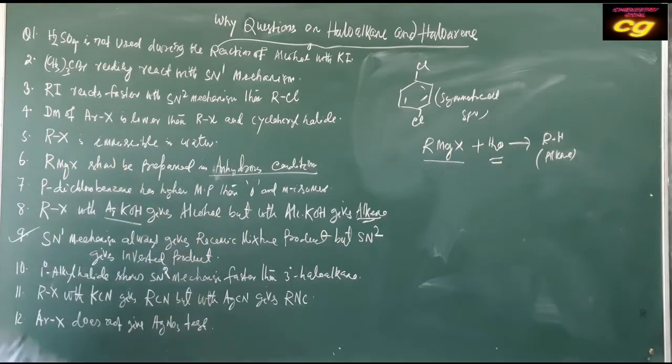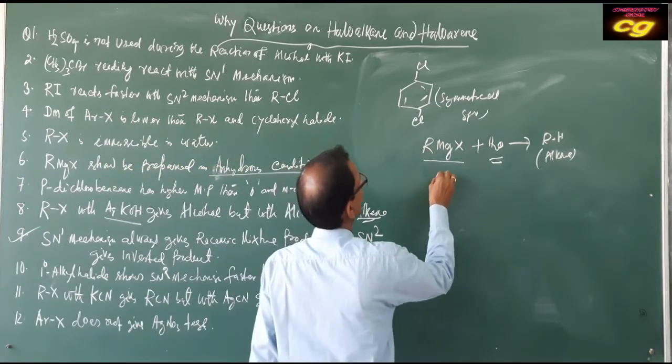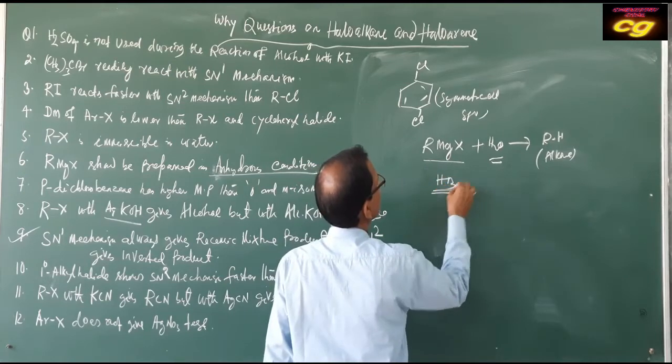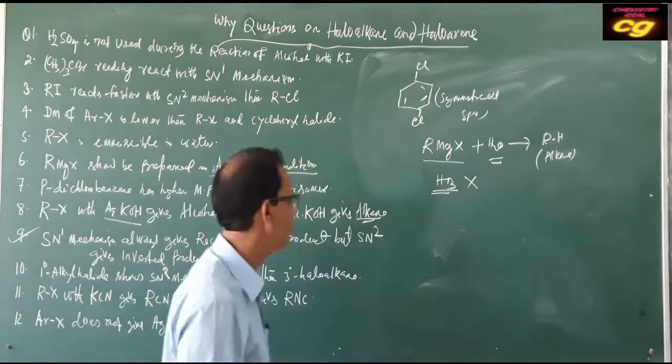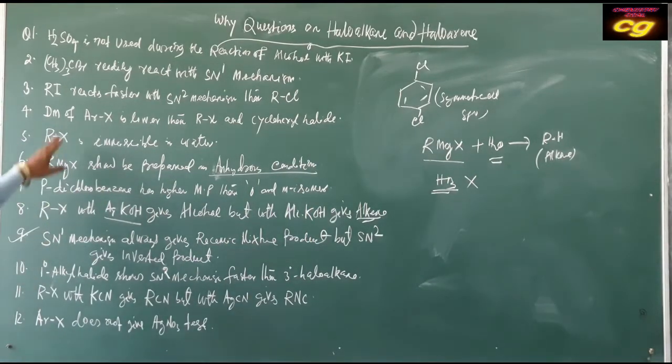Haloalkane is immiscible with water because haloalkane cannot form intermolecular hydrogen bonds. Hydrogen bonding is not possible in the case of haloalkane. That's why these are water insoluble.